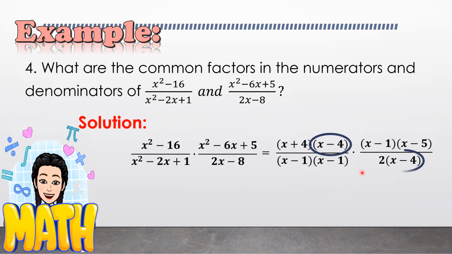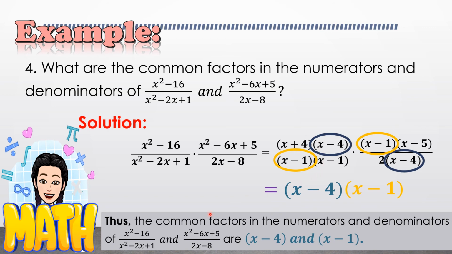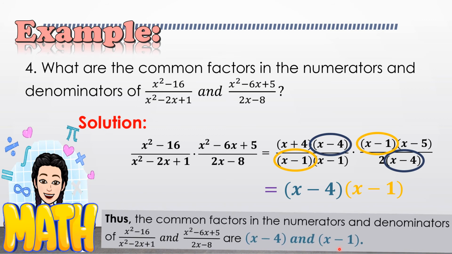Tulad ng x minus 4 at x minus 1. Since wala ng common factors bukod sa x minus 4 at x minus 1 ang numerator at denominator, we can now conclude that their common factors are x minus 4 and x minus 1.